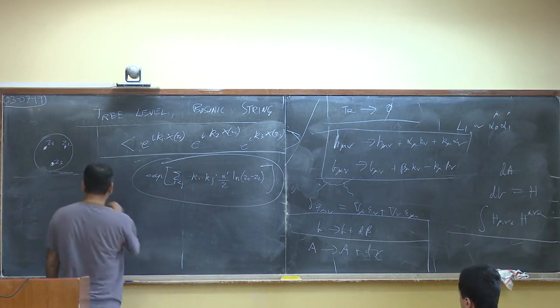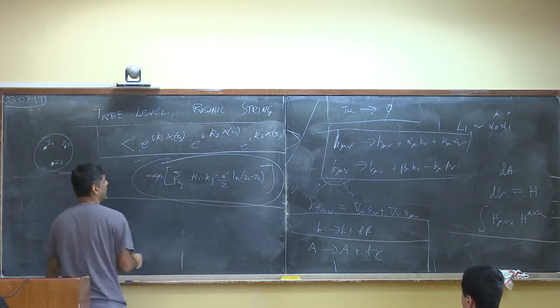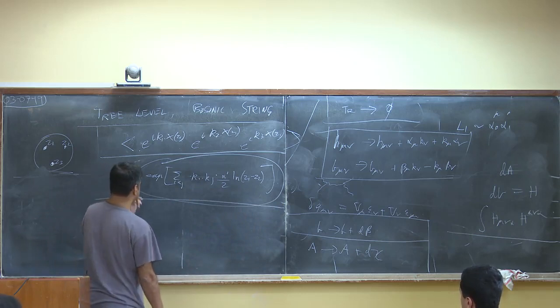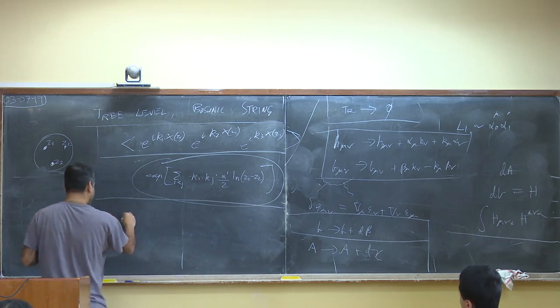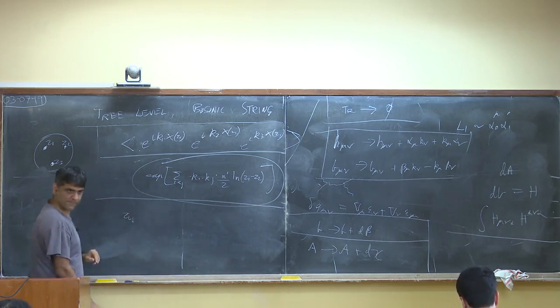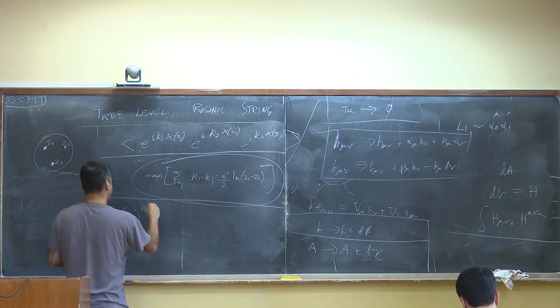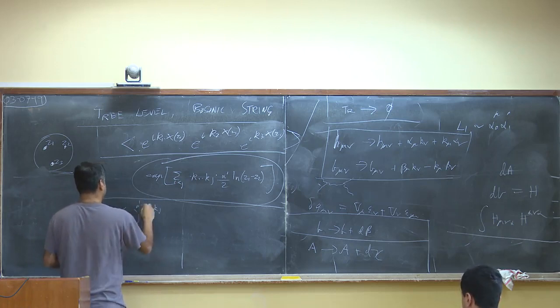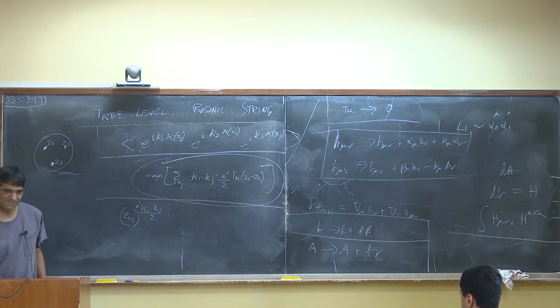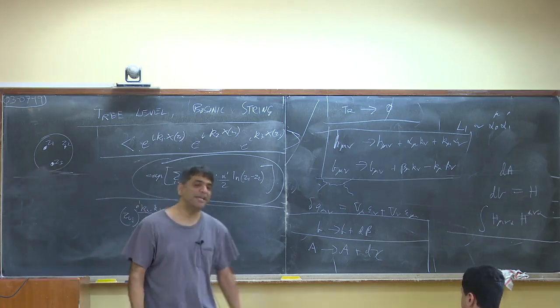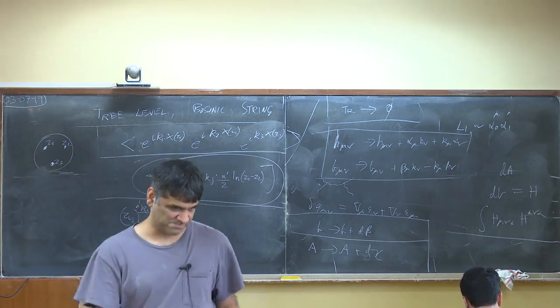So this guy is very simple. This guy is Zij to the power ki dot kj alpha prime by 2. So let's immediately work out now the 3 scattering amplitude.